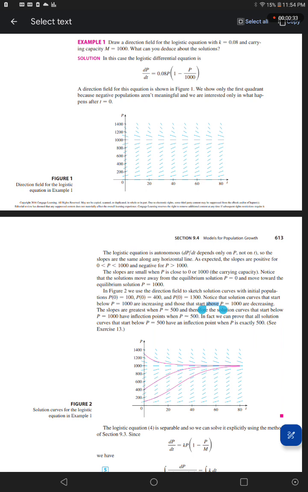A direction field for this equation is shown in Figure 1. We show only the first quadrant because negative populations aren't meaningful, and we are interested only in what happens after t equals 0. Figure 1: direction field for the logistic equation in Example 1.